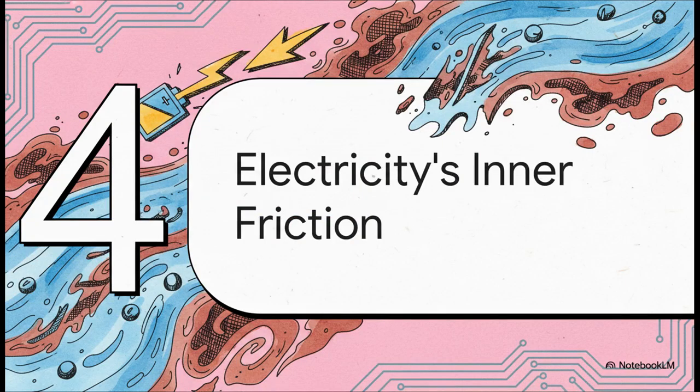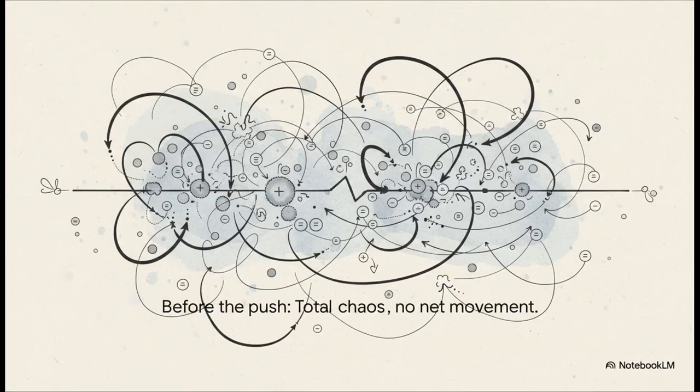Okay, so we've got the flow, that's the current, and we've got the push, that's the voltage. But the journey for these electrons is not a smooth ride, not at all. They face this constant obstacle, a kind of inner friction. So picture this. Without any voltage, no push, the free electrons inside a wire are in total chaos. They're just zipping and ricocheting around randomly in every possible direction, constantly bumping into each other and the metal atoms. So there's a ton of movement for sure, but there's no overall progress in any single direction. It's just a big random mess.